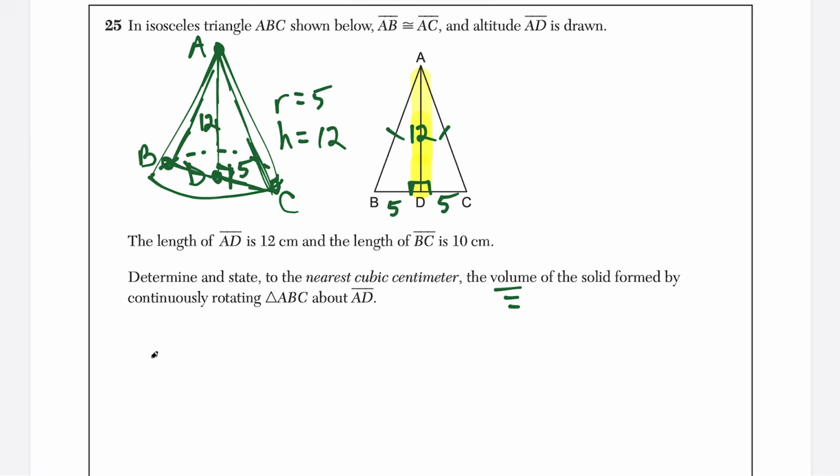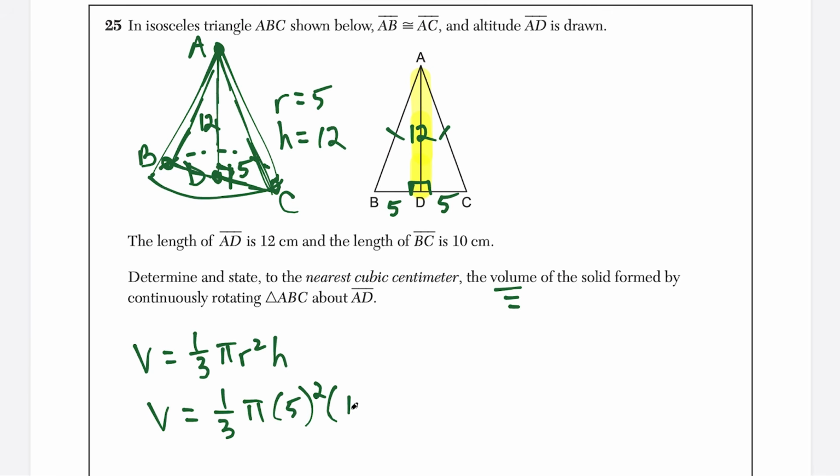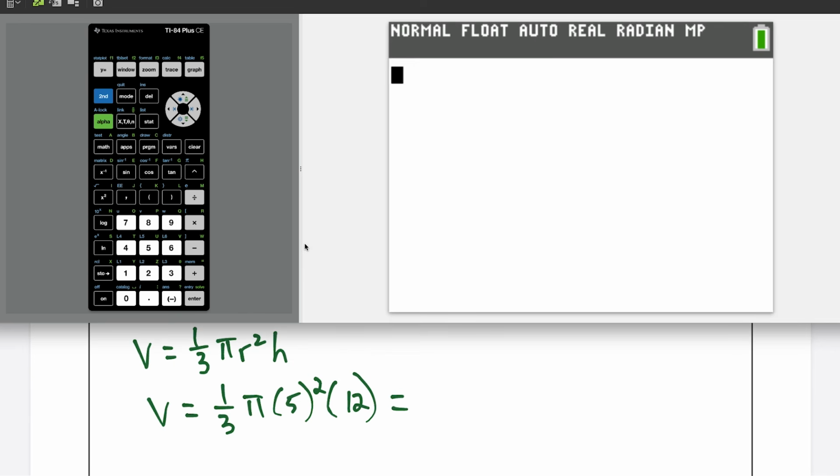And for the volume here, the volume of a cone is 1/3 pi r squared times h. So all we have to do here now is just plug in. We're going to have volume equals 1/3 pi. And then r is 5, so we're going to do 5 squared times h is equal to 12. And the rest is calculator work. So let's type this in.